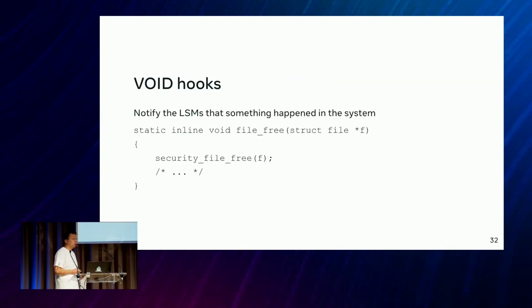A void hook is usually a void function that notifies LSMs something happened in the system. For example, file free has a hook that tells the LSM this file is being freed, so you probably don't need to track anything with it anymore.